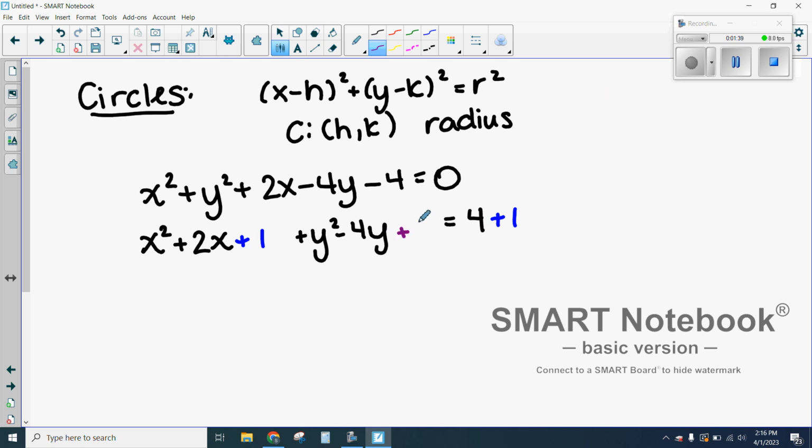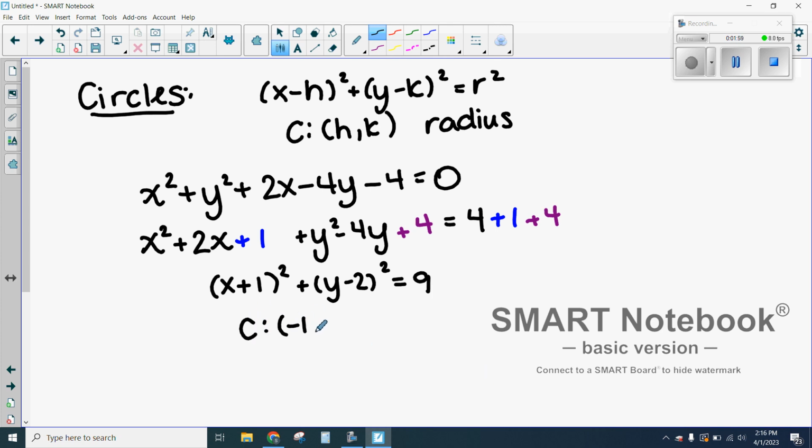With the y's, I'm going to add a 4. And I factor, and then I combine like terms on the right. The center of my circle is -1, +2. We always change the sign.